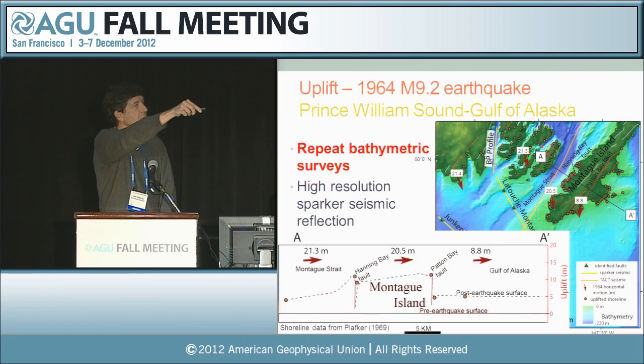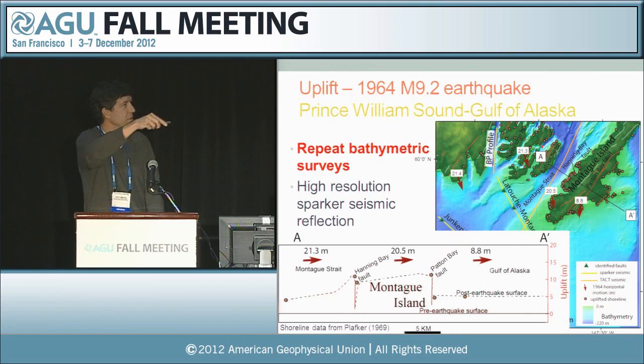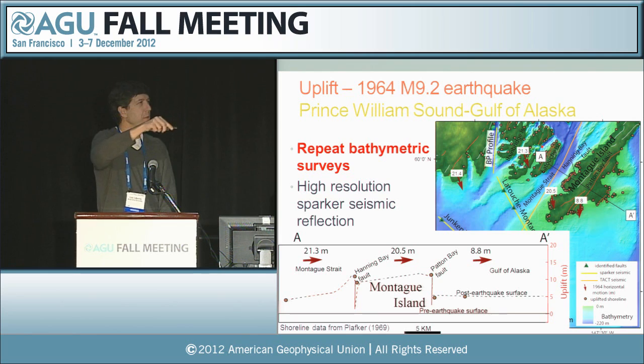And you can see the amounts of horizontal displacement are reduced as you proceed to the southeast. Across the Patton Bay Fault itself, there was about 12 meters of horizontal shortening that was accommodated from that fault alone.